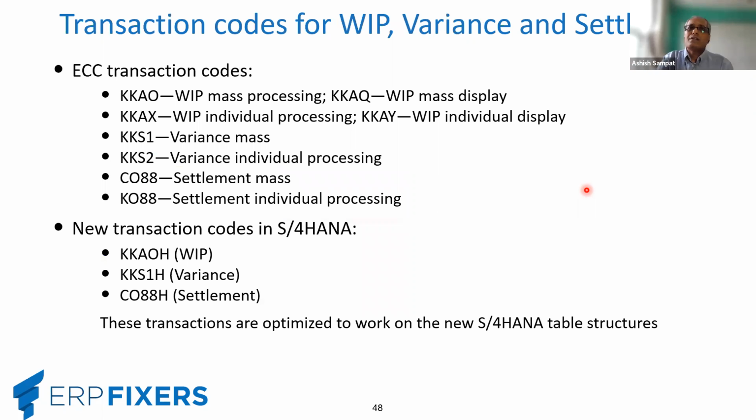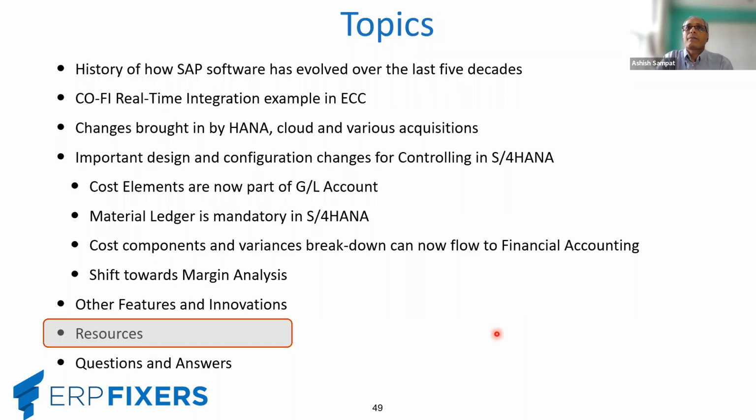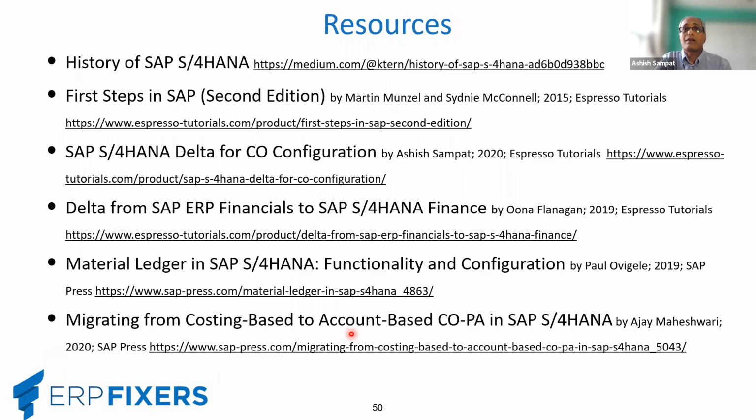Another thing is around the transaction code. In the past, we used to have transaction codes for WIP variant settlement, KKAO, KKS1, CO88, and similar ones for individual processing. With HANA, you have an H at the end. Those are optimized to work for S4 HANA table structures. That's the main idea. And then look at the resources very quickly before we go on to the question answers.